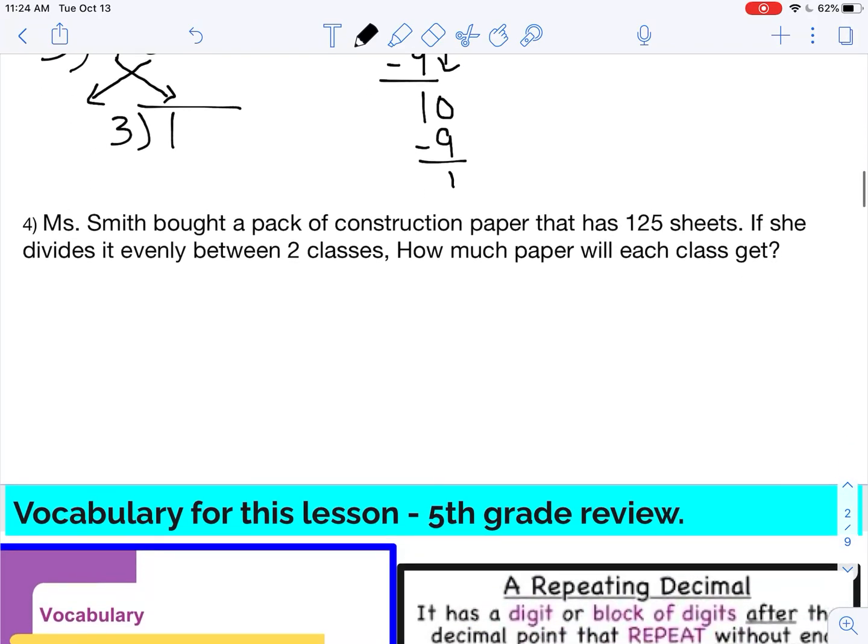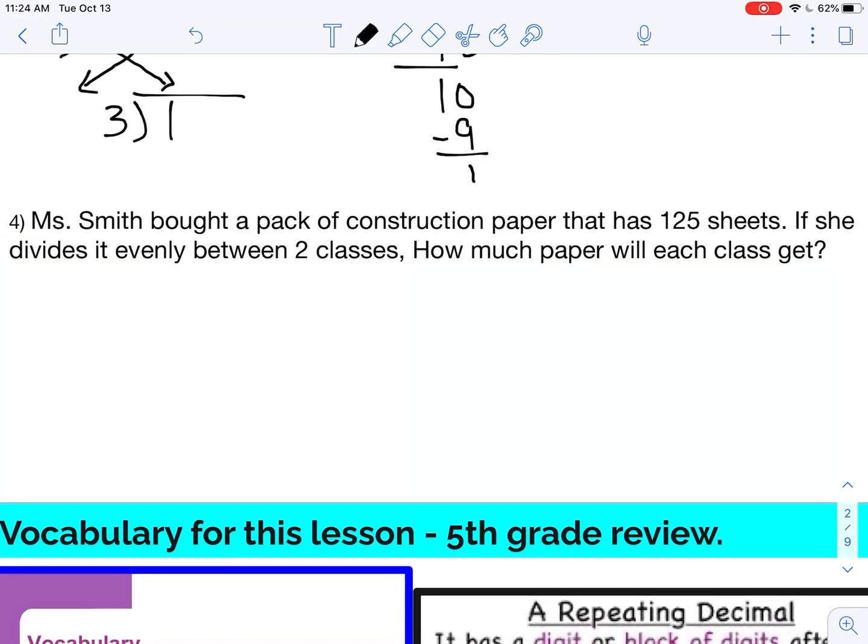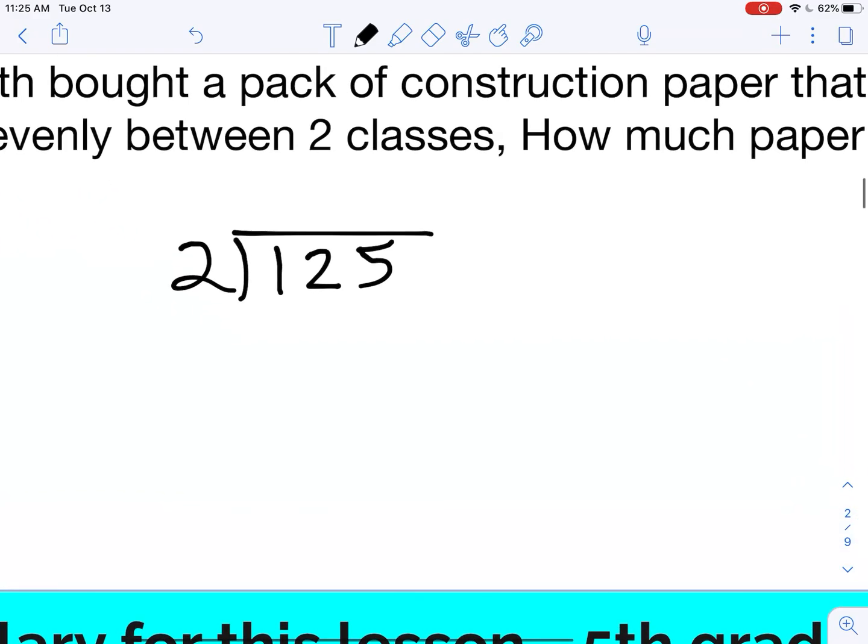All right, let's take a look at a word problem here. Miss Smith bought a pack of construction paper that has 125 sheets. If she divides it evenly between 2 classes, how much paper will each class get? So we're going to take our 125 sheets and divide it by 2. So 2 can't go into 1, but it can go into 12 6 times. 6 times 2 is 12. And when we subtract, we have 0 difference.